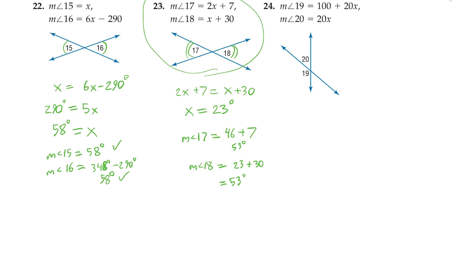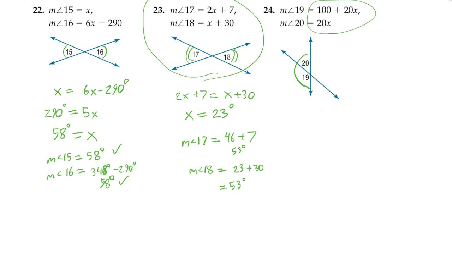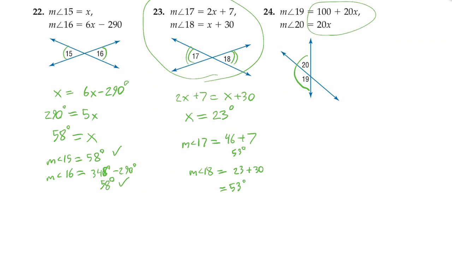Okay, so let's go here. All right, so these two add up to 180. So a common mistake is people just go, they are equal, like the last question. I don't need critical thinking. So they add up to 180. So we're going to write that out. We're going to go 100 plus 20x added to the other angle, 20x. And that adds up to 180 degrees, okay? And then it's just algebra from there, right?